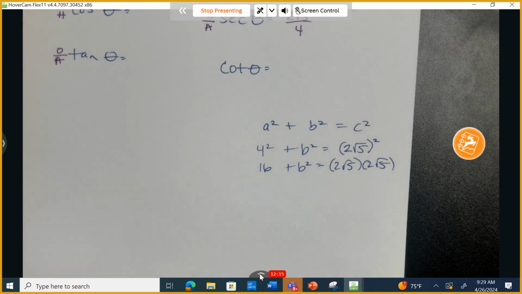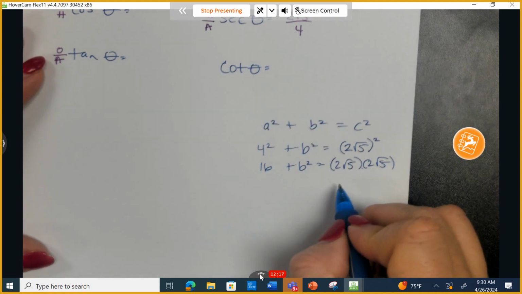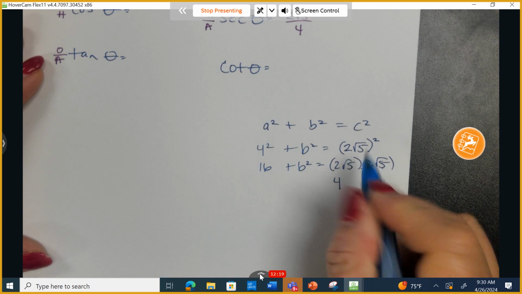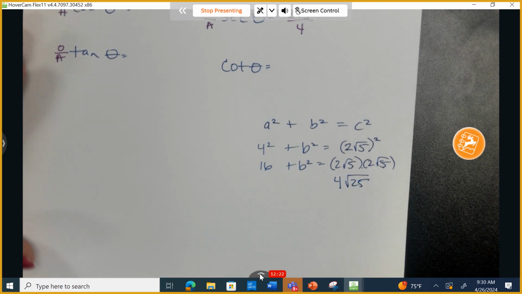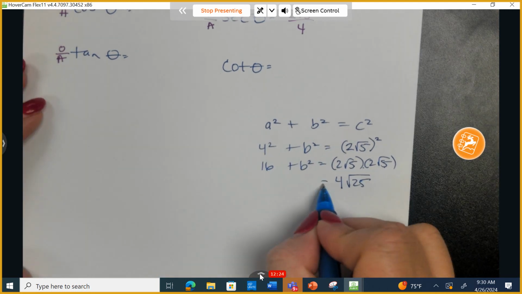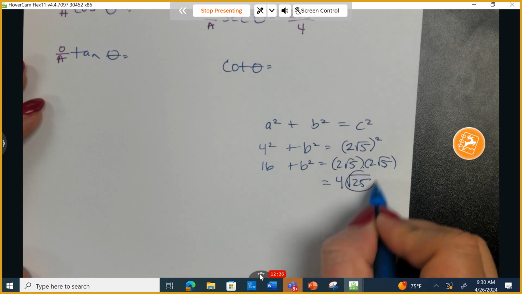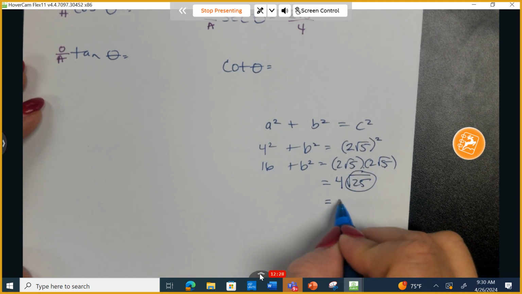Because I think it's easier for students to then see 2 times 2 is 4. Square root of 5 times the square root of 5 is the square root of 25. But what is the square root of 25? Square root of 25 is simply 5. 5 times 4 is 20.